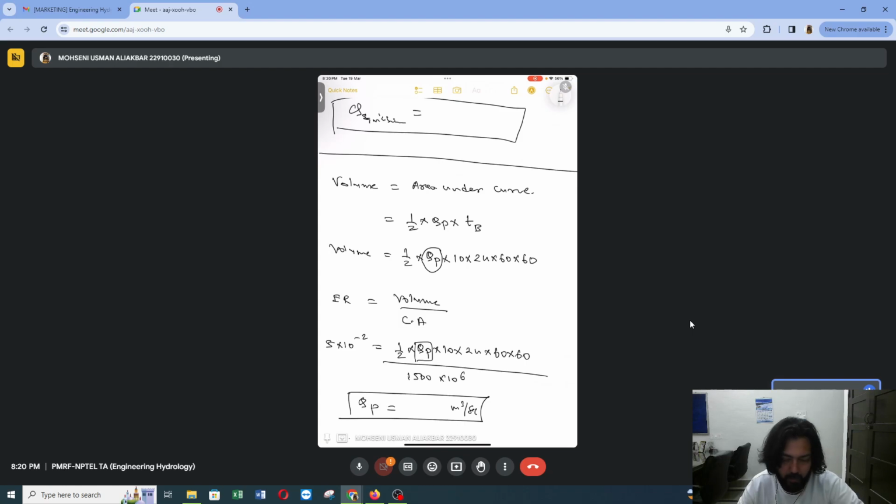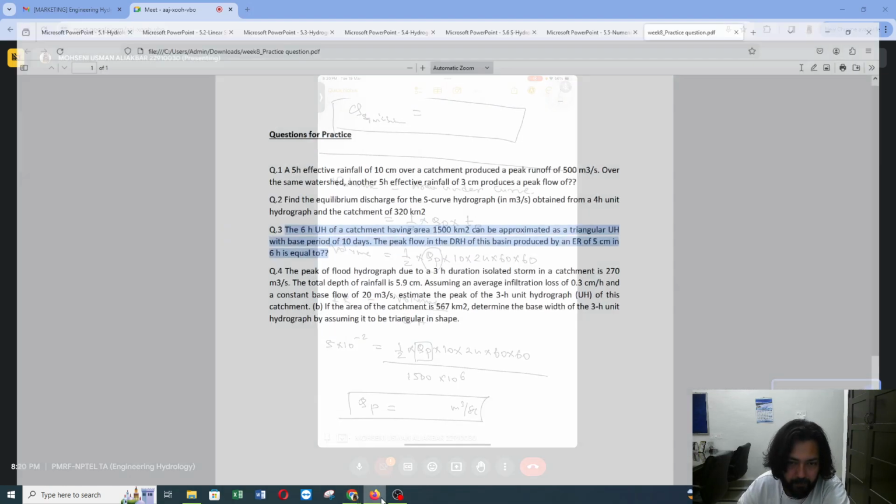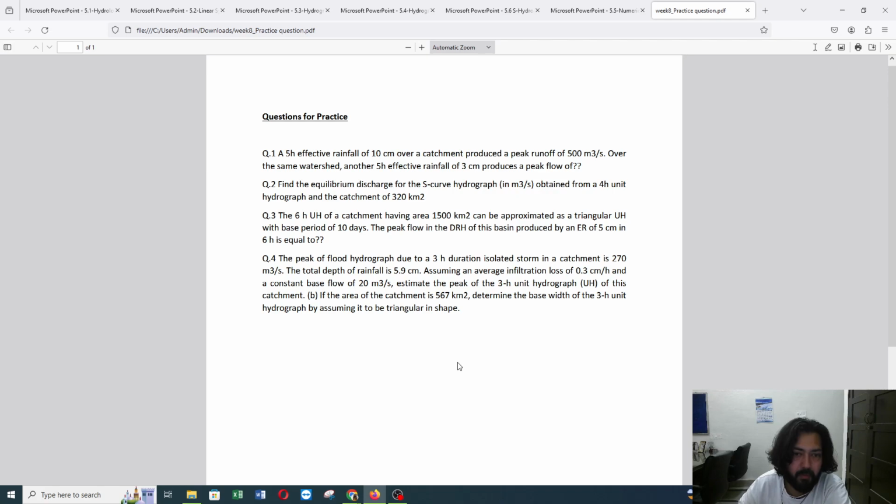Now let us see another problem, or the last problem. Here in this problem they are saying that the peak of flood hydrograph due to a 3-hour duration isolated storm in a catchment is 270 meter cube per second. So they have given the duration of storm and the peak of that storm, that is 270. The total depth of rainfall is 5 centimeter. Assuming an average infiltration loss of 0.3 centimeter per hour and a constant base flow of 20 meter cube per second, estimate the peak of 3-hour unit hydrograph.